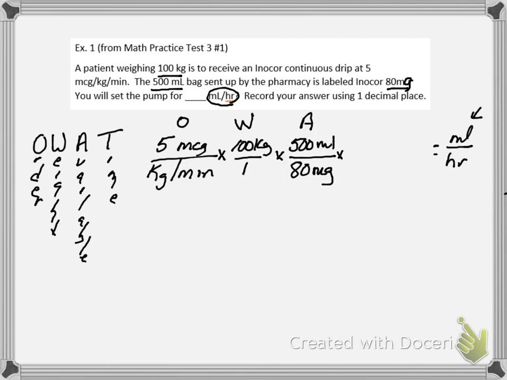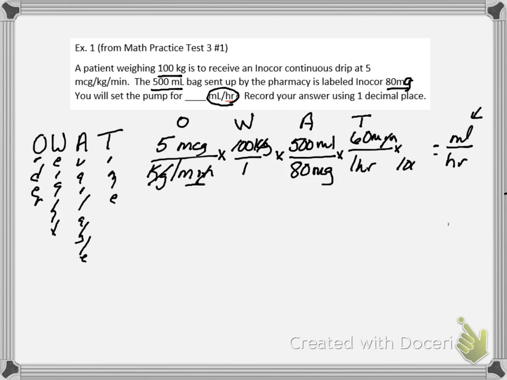Then the T portion of my math problem is we're currently using minutes. So I need to do a time conversion, and that's 60 minutes is 1 hour. So I go through and I cross out what I can. The kilograms will cross out. The minutes will cross out. And I'm left on the top with mcgs and milliliters. So I need to keep the milliliters, and I'm going to get rid of the mcgs by doing a conversion.